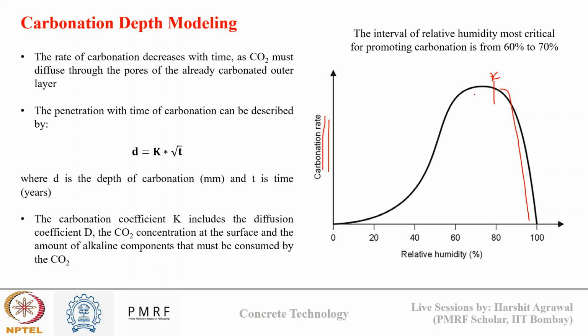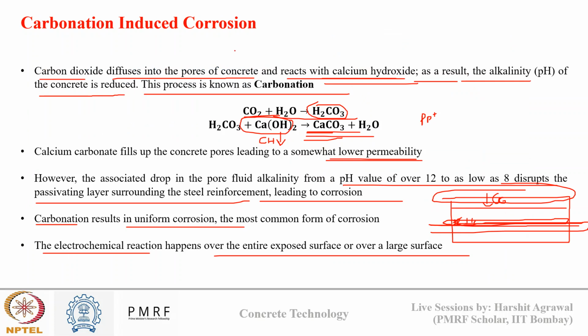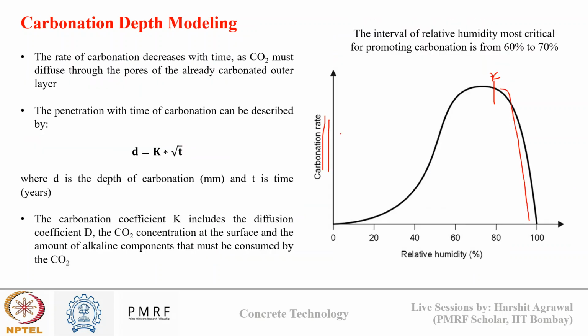Why is that so? If you remember the carbonation equations that we saw earlier, water is an essential part of carbonation, because initially CO2 reacts with water to form carbonic acid, and that carbonic acid is what reacts with calcium hydroxide to form CaCO3. So if my RH is lower than 40%, there won't be enough moisture for CO2 to react, and if my RH is greater than 70%, then what will happen?